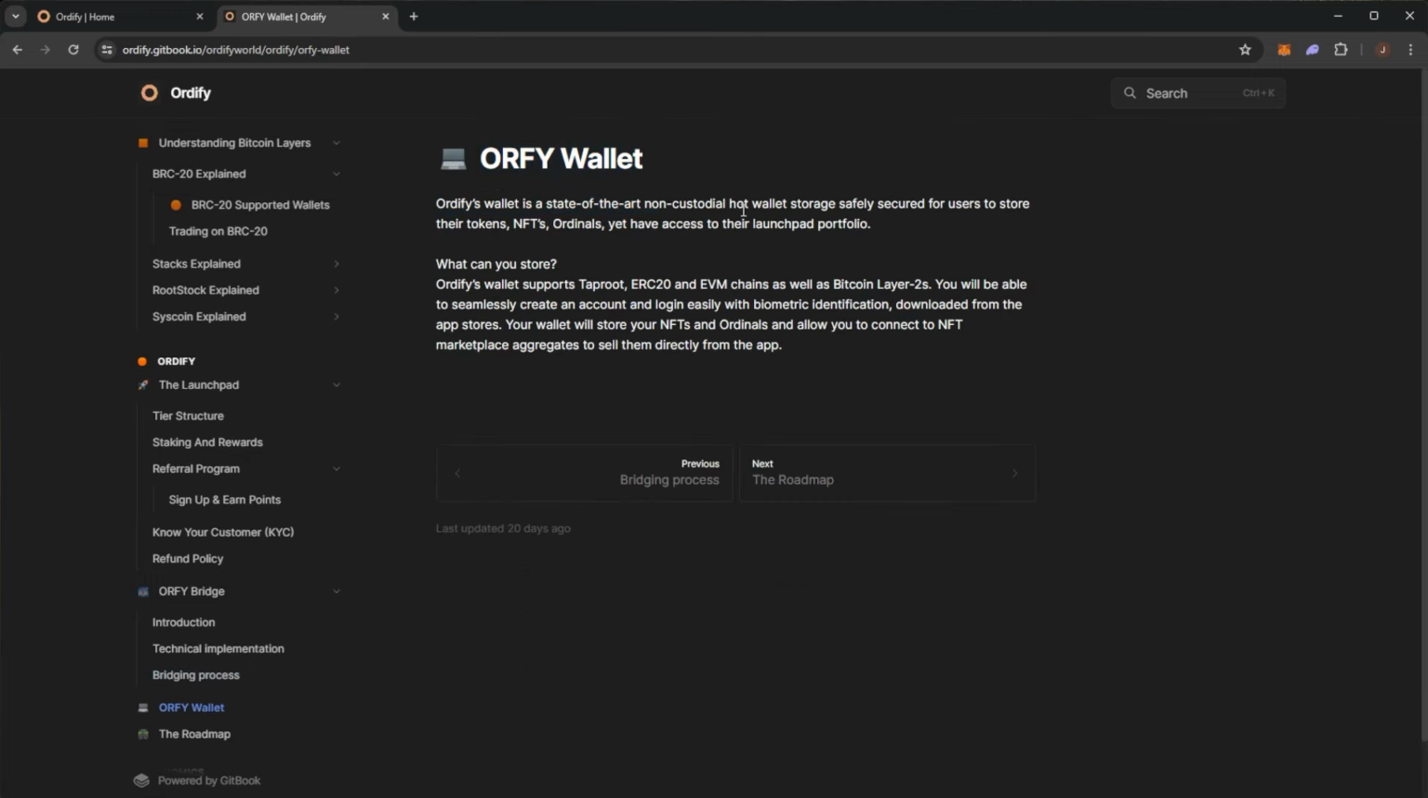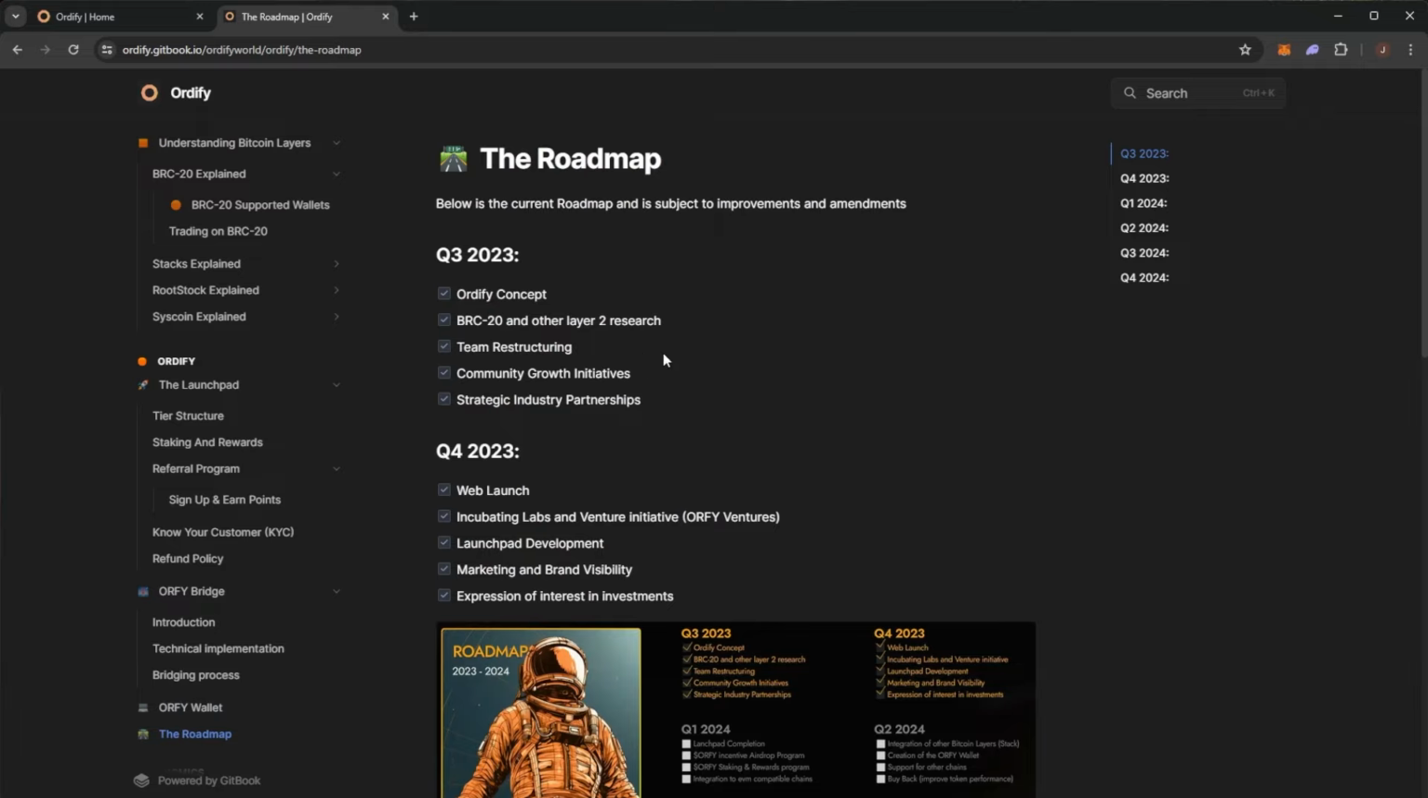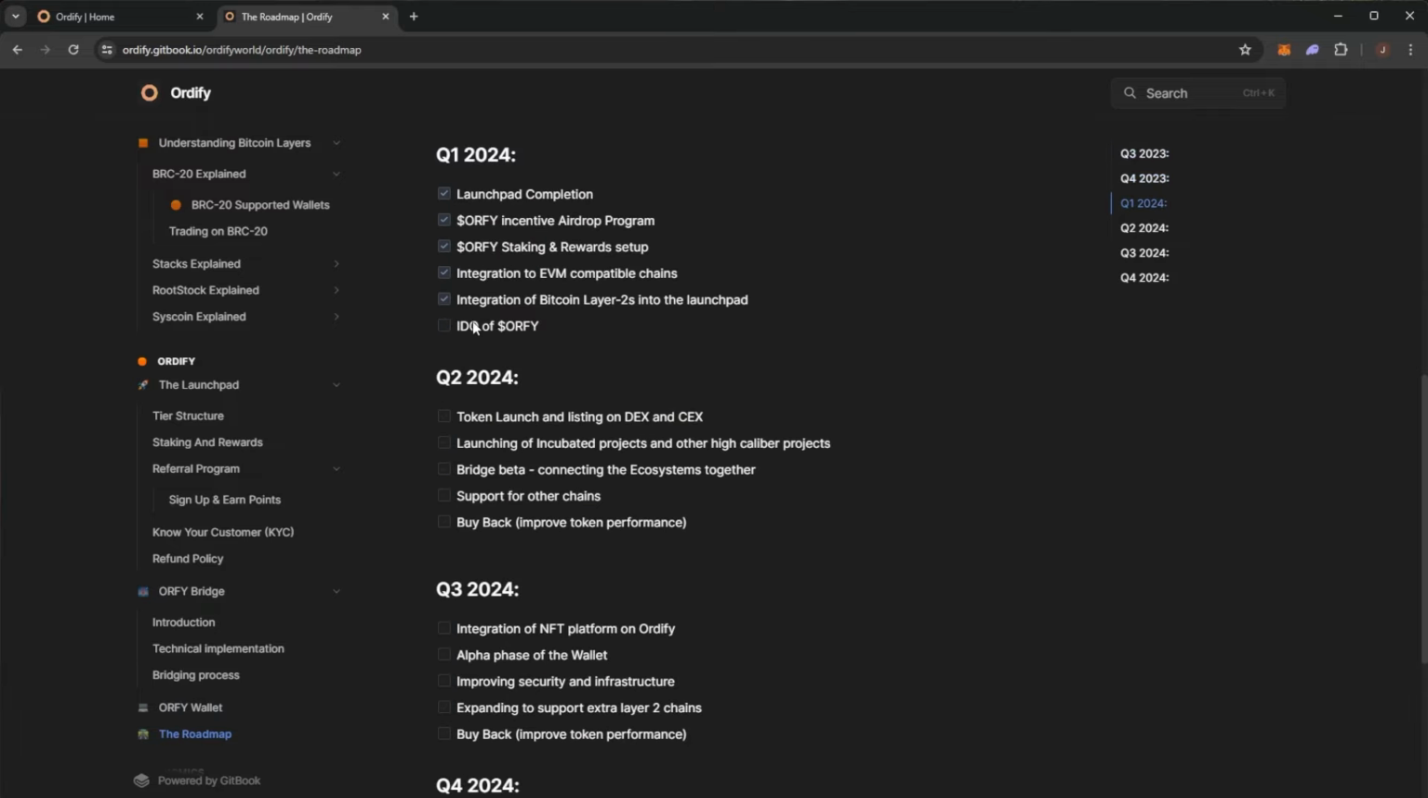Finally, of course, we have the Ordify wallet. Their non-custodial hot wallet, storing safely to secure users and their tokens. It supports Taproot, ERC20, and EVM chains, as well as Bitcoin layer 2. So you can easily make an account, use biometric identification, and download it on the app stores, which is great to see. So let's look at the roadmap here.